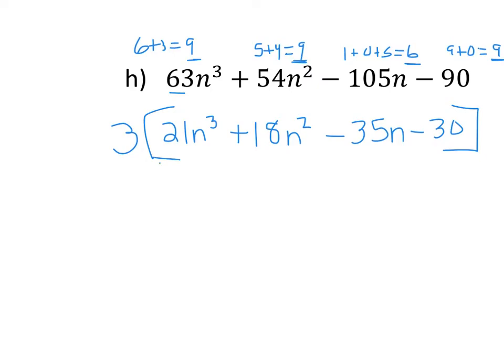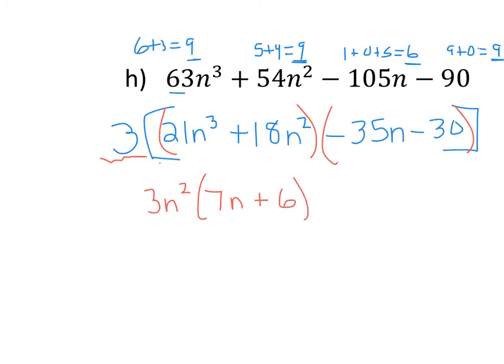Look at the inside. There's no other GCF between 21, 18, 35, and 30, so I'm good there. But I do have 4 terms, so we need to at least attempt to factor by grouping. So I'm going to throw parentheses and group my terms. We're going to leave this 3 on the outside alone, but bring it back in our final answer. 21n to the third and 18n squared. They have a 3n squared in common, which means I'm left with 7n plus 6.